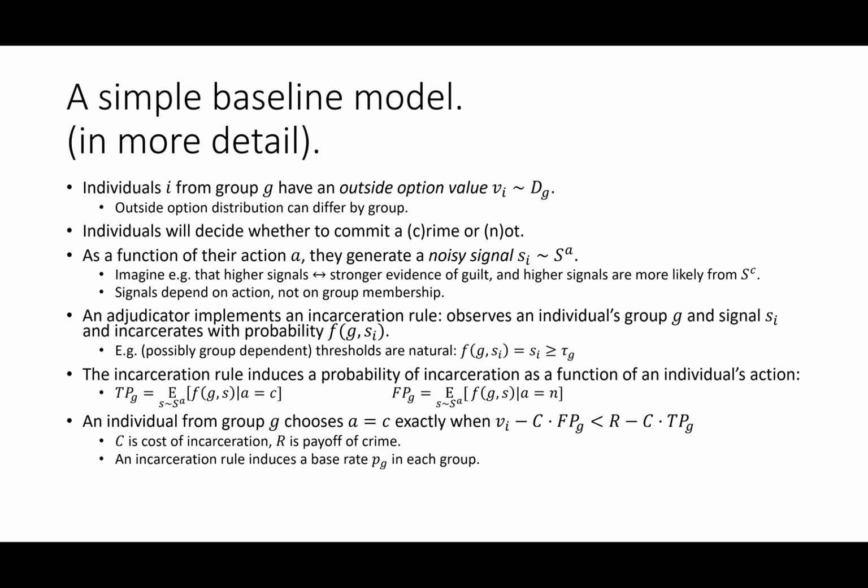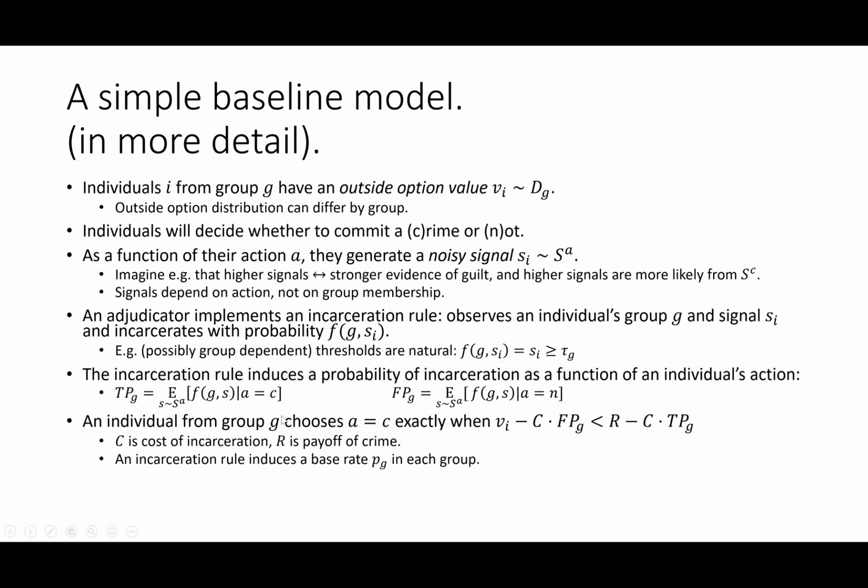And I'm going to model individuals as just pure expectation maximizers here. So what an individual is going to do is they're going to compute their expected utility for not committing a crime. They're going to compute their expected utility for committing a crime. And then they're just going to do whichever has higher utility. Okay, so if you don't commit the crime, what's your utility? Well, you get your outside option value, VI, that's specific to you. I'm going to imagine that everyone has some cost for incarceration, some disutility that you'll get if you get sent to jail. So that's C.